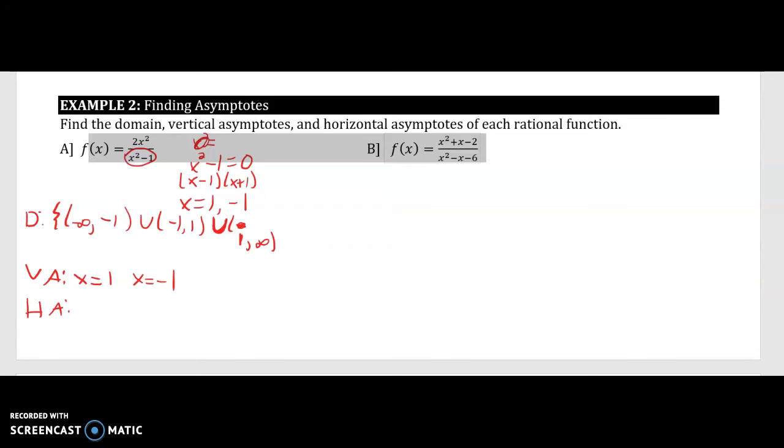Then we look for the horizontal. Now, we already talked about the power on the top being bigger than the power on the bottom. That means there's no horizontal, there's a slant. If they're the same, you make a coefficient fraction. And if the power on the bottom is bigger, then it's just 0. Here the powers are the same, so make a fraction. You have a coefficient of 2 and a coefficient of 1. So that's just y equals 2.